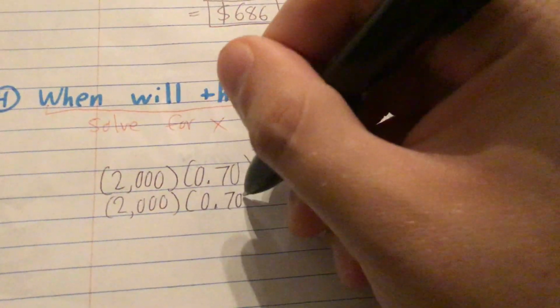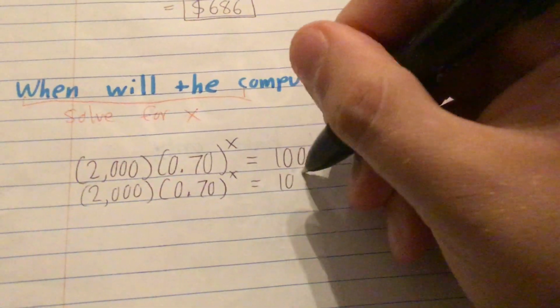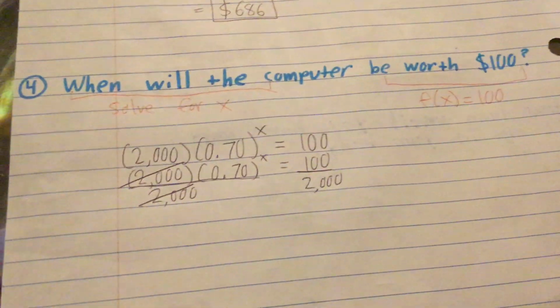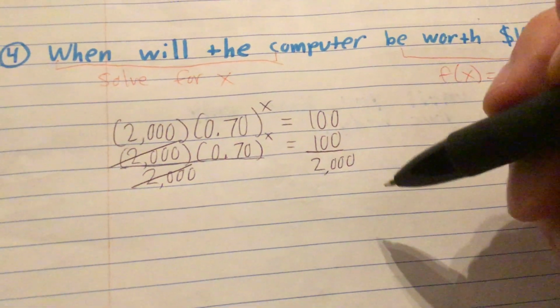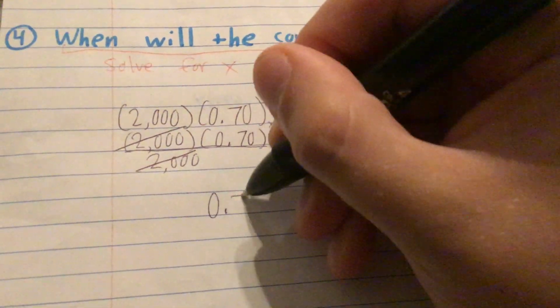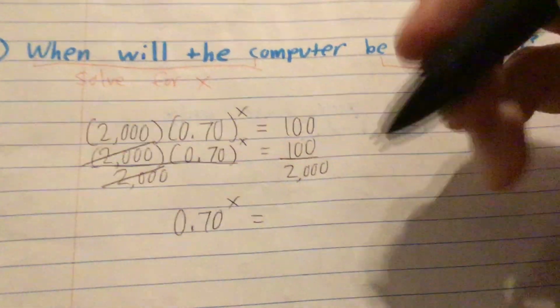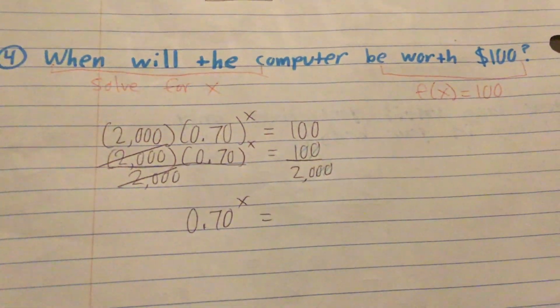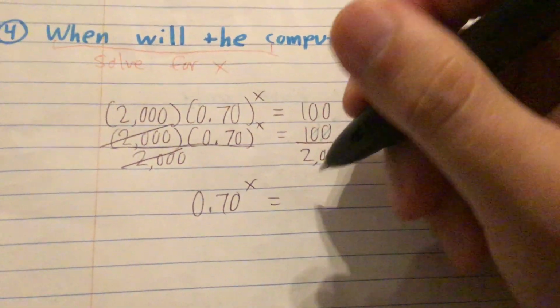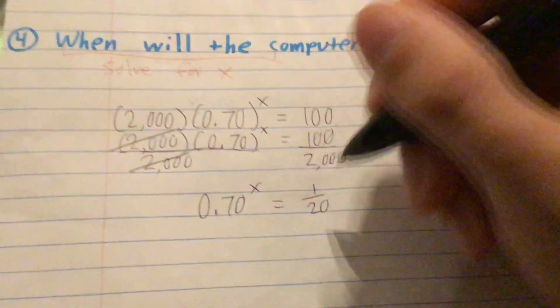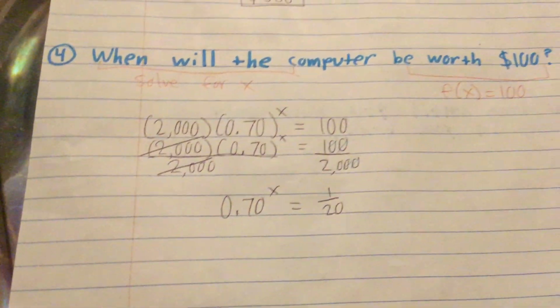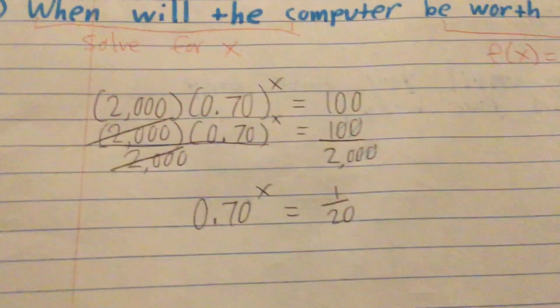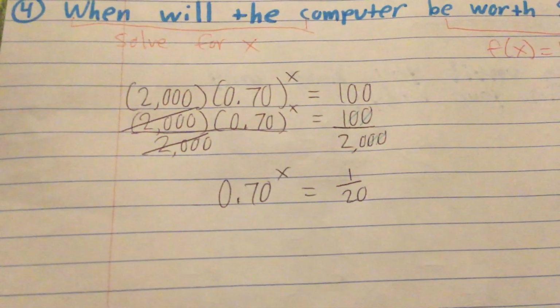So what I'm going to do is divide both sides of the equation by 2,000. So 0.70 to the x power. I mean, I could do this by hand and just go, okay, cancel. 1/20th. I could do 1/20th or the decimal equivalent. Either way, I did a decimal last time, so I'm going to do 1/20th now. All right, so 0.70 to the x power is equal to 1/20th.